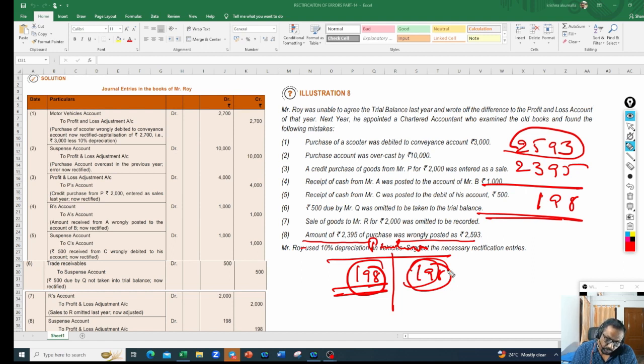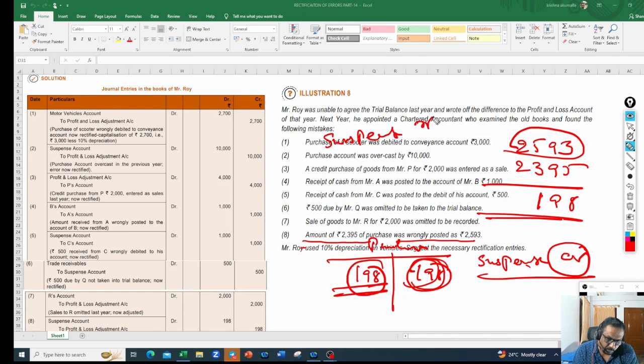If the shortage is on the credit side, what am I supposed to do? This amount would have been transferred to the suspense account. The suspense account was having a credit balance. How did I say the suspense account has a credit balance? Because the shortage is on the credit side, so I transferred it to the suspense account and it is lying there. Now I have to rectify.